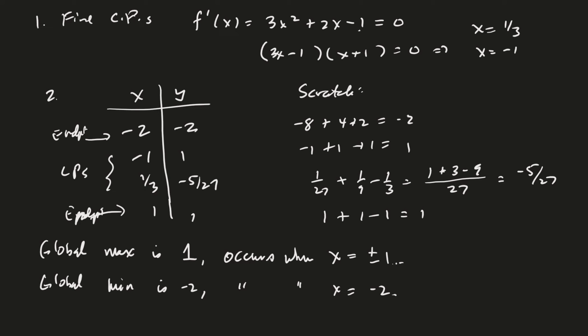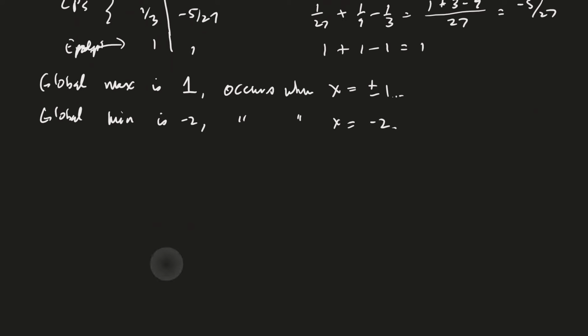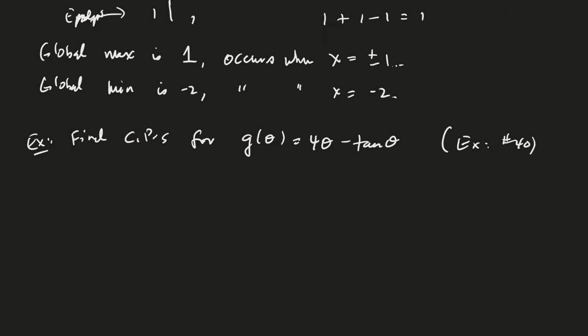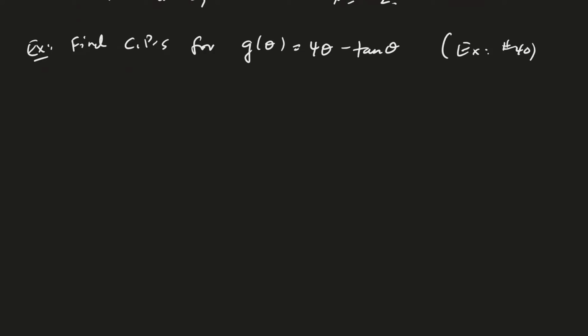Okay, in this example, we'll just take a look at critical points. Find the critical points for g of theta equals 4 theta minus tangent theta. By the way, this is exercise number 40. We're not given an interval, so we have to assume all reals in this case. We take a look: g prime of theta is going to be 4 minus secant squared theta.